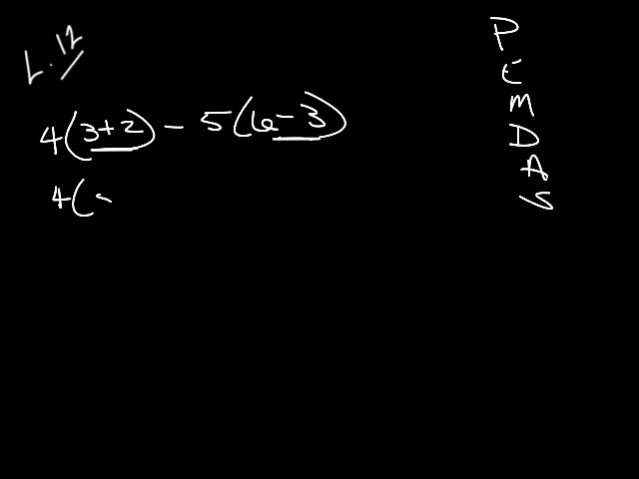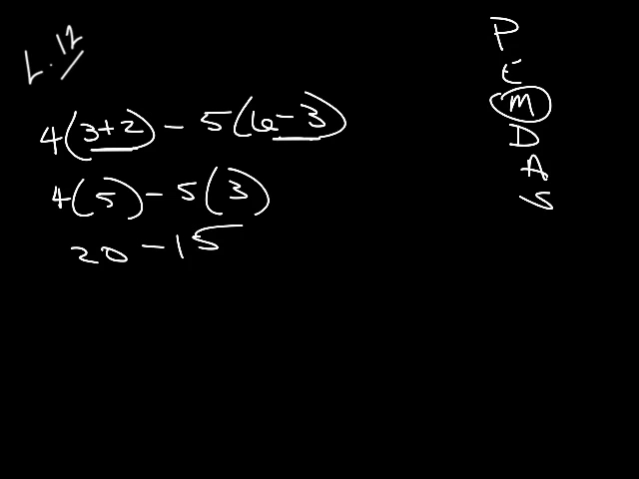So 4 times 5 minus 5 times 3. Then we're doing multiplication, 20 minus 15, and then we'll do our subtraction. So you're just kind of going down here, and as you can see things to do, you do them. So there were no exponents, so I skipped that step. There was no addition, so I skipped that step. And I was able to get 5 then for my answer.